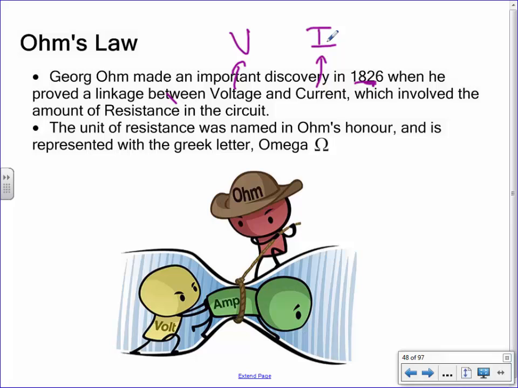Oh, my board is glitching out on me here. Come on. It's called Ohm's law. Not Oma. Oma is my grandma. Ohm is something different.